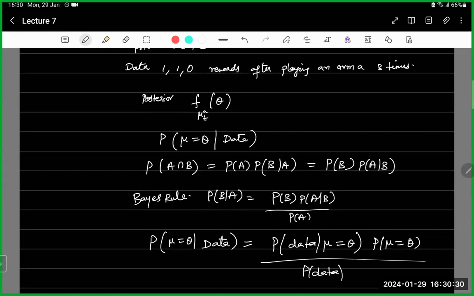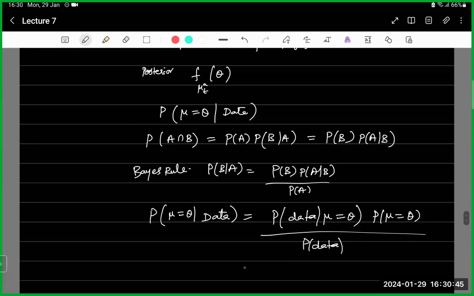So when I apply it, it will look like this. We want the probability that mu equals theta given the data, and we are just using Bayes' rule there. If our true mean is equal to theta, what is the probability that you will see this particular data, 110?